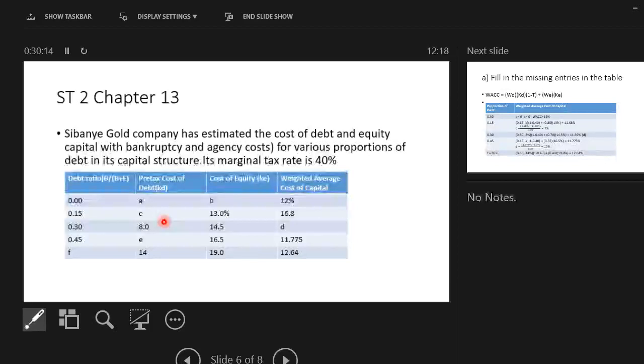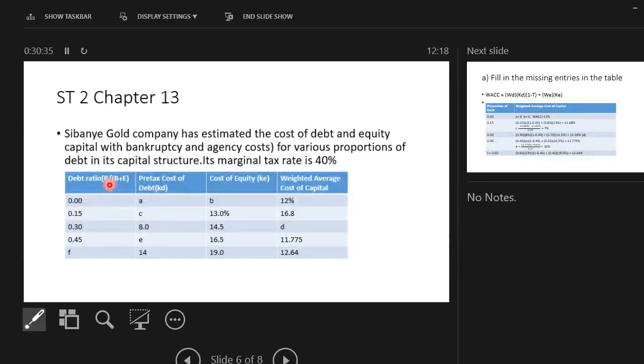So sometimes, if we are doing capital budgeting, you find that your rate of return is represented as a WACC, weighted average cost of capital. All right. So you normally get a question like this. This is a typical question.